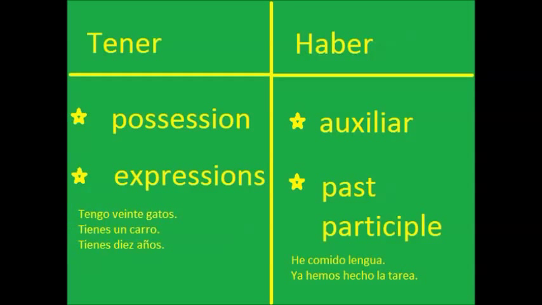Down here at the bottom with tener, tengo 20 gatos and tienes un carro are both expressing possession. I have 20 cats, you have a car. The one beneath that, tienes 10 años, while it is technically showing possession, it's really an expression of age in Spanish when we talk about how old somebody is. There are other ones in Spanish as well.